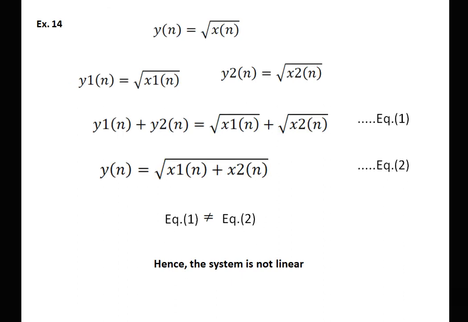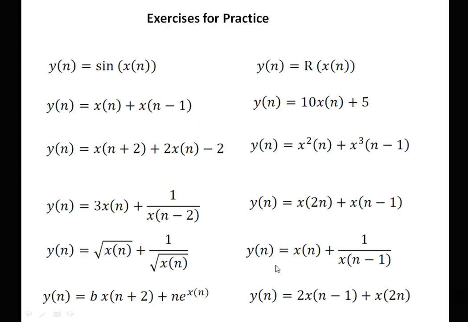Next is y of n is equal to square root of x of n. Even square root is non-linear. When we apply it on the individual signals and add them, we get the answer square root of x1n plus square root of x2n. This is equation 1. And in the second case, we replace x by x1n plus x2n. Therefore, square root of x1n plus x2n. Both equations are not the same. Therefore, the system is not linear.